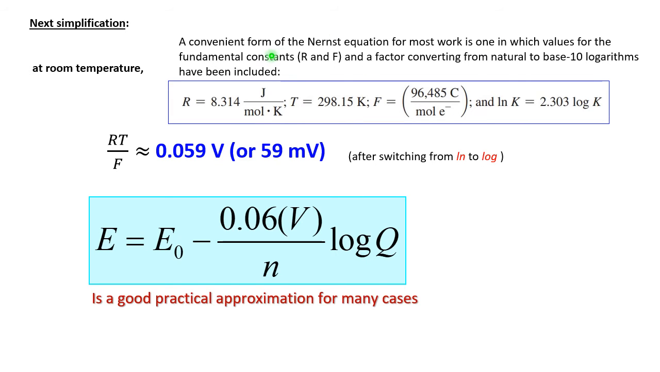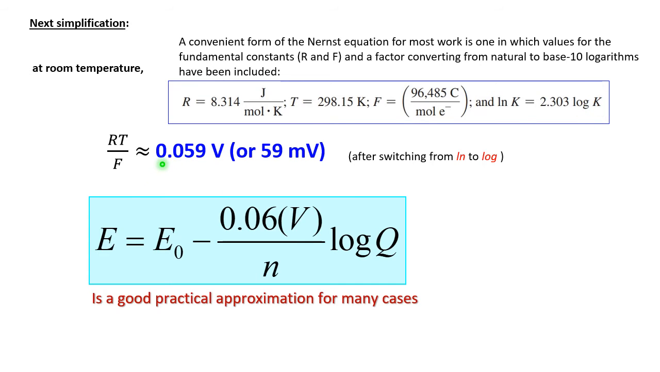Next simplification. We usually work at room temperature. So we know temperature, and we can calculate RT if we know temperature. Of course, we know the meaning of F. So R we know, temperature we put 25 degrees Celsius, and we know the Faraday constant, and we want to convert our natural logs to decimal logs out of convenience.